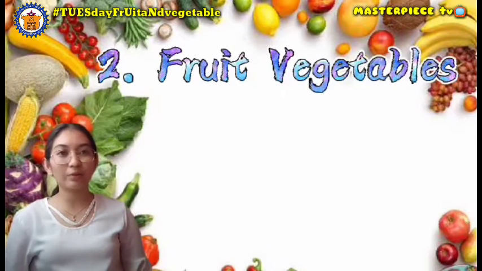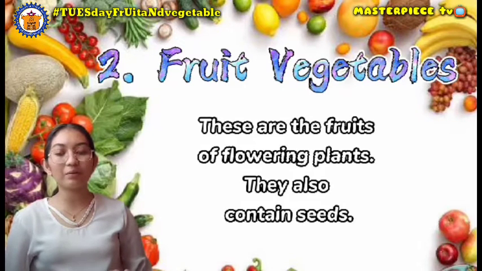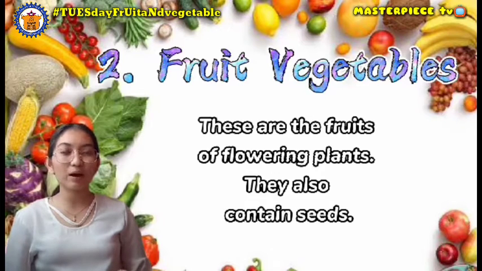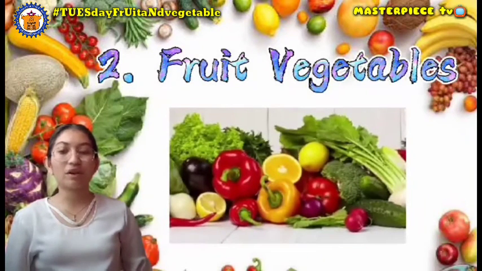Second category will be fruit vegetables. These are the fruits of flowering plants. They also contain seeds. Ibig sabihin, ito yung mga bunga. Examples: tomato, avocado, brinjal, and pepper.